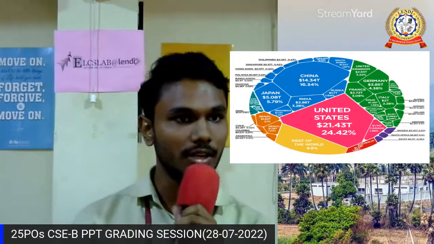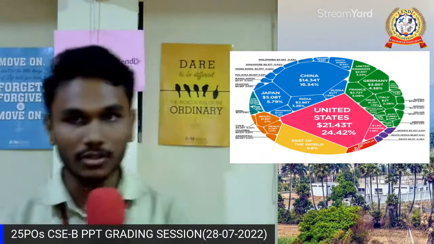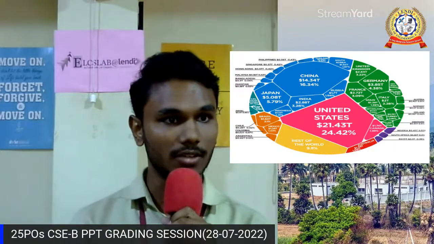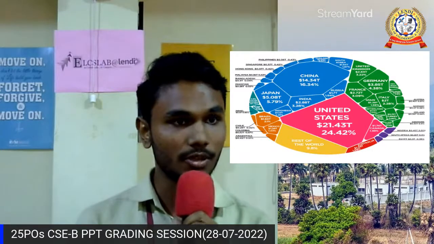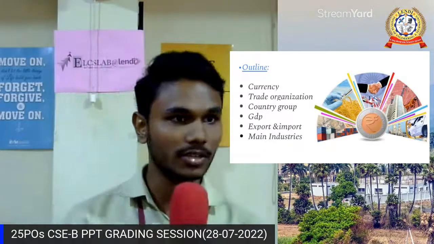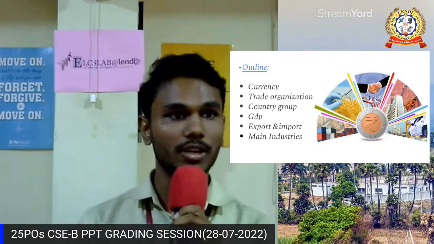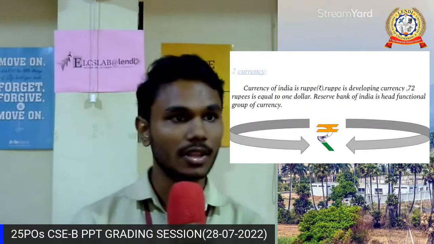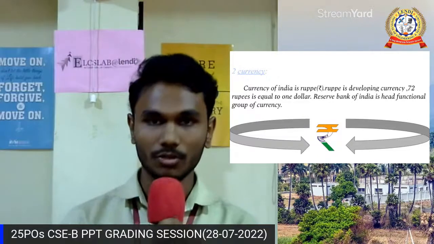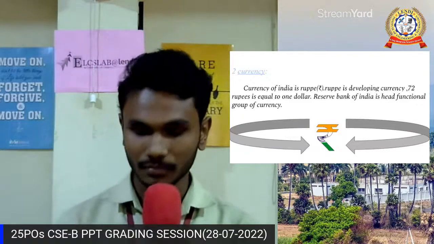Like seeing the pie chart, United States is at the top position with $21.43 trillion. It occupies 24.42 percentage. And coming to China, it stands in second position. India is in the fourth position. So the outline has 7 points: currency, trade organizations, country group, GDP, export and import, and main industries. Coming to the currency, India's currency is the rupee, which is equal to 72 for 1 US dollar, and the Reserve Bank is the headquarters of the currency for India.